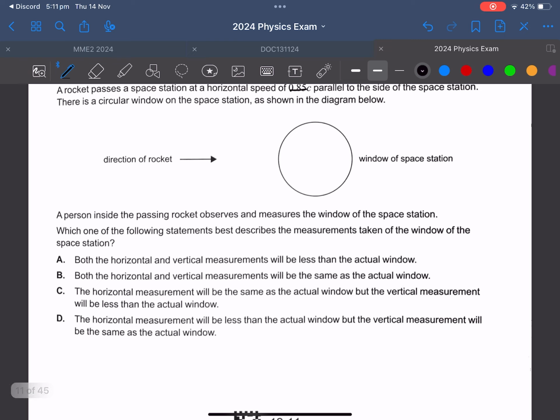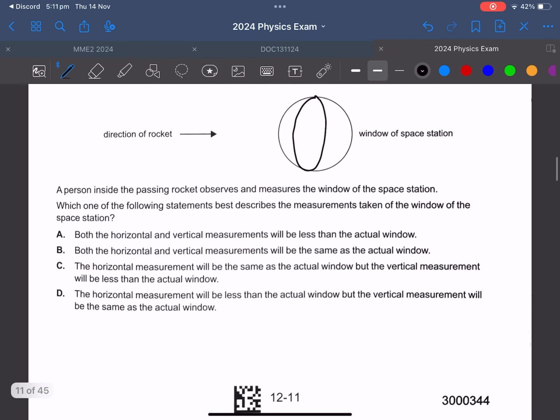So it would basically just become like this because we are going at a very, very high speed. It will basically appear that its width is less, is the gist of it. So let's see which options actually match that. So both vertical and horizontal measurements will be less than the actual window. No. So the vertical measurements will remain constant. It's just the horizontal one.